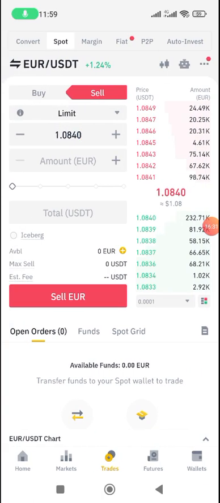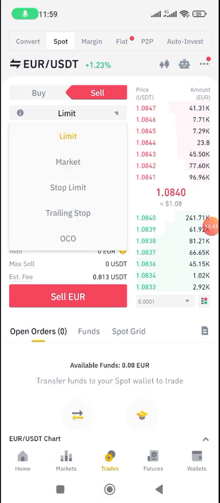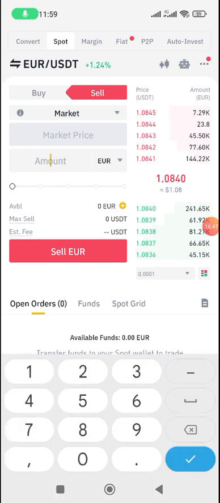So how do you sell? Without much ado, let me show you how to sell. So let's say this is like 1,000 euros here. So you don't sell, just sell with market price. Are you seeing it? What market price means is the current available price in the market. That is how it's going to be sold.